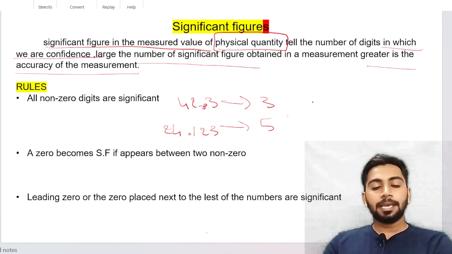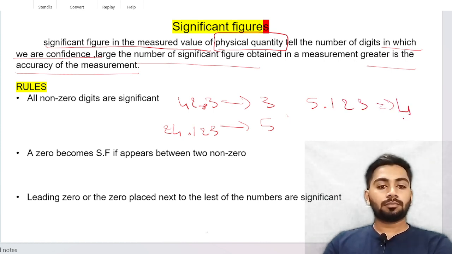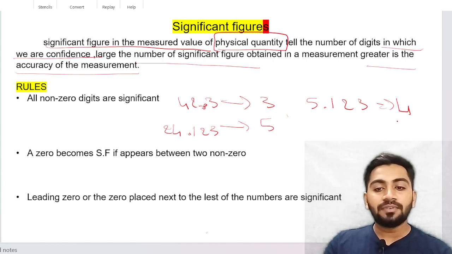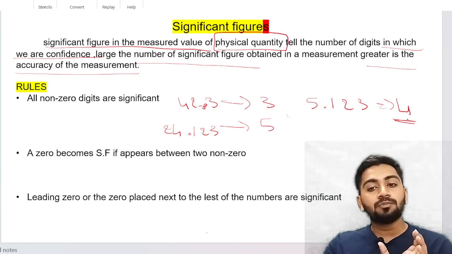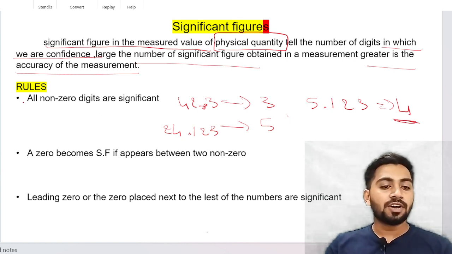Similarly, 5.123. Here the significant figures are 4. When you have this kind of number, your confidence is up to 4 digits. You are only confident up to 4 digits, you don't know the extra digits. This is the first rule. Write it down.